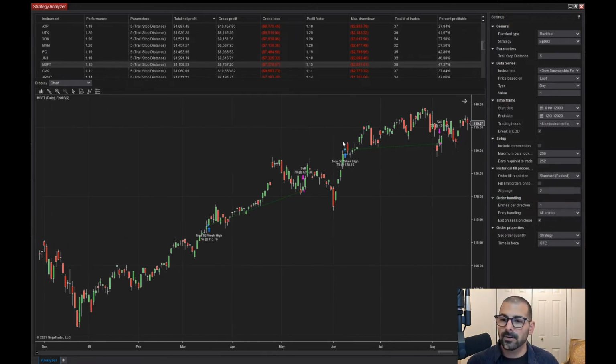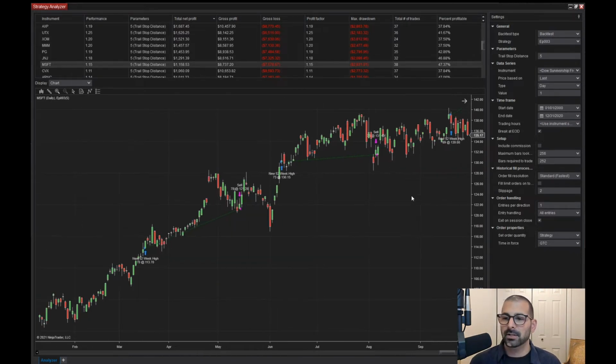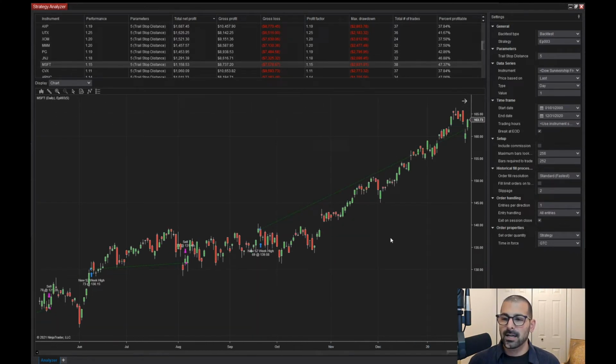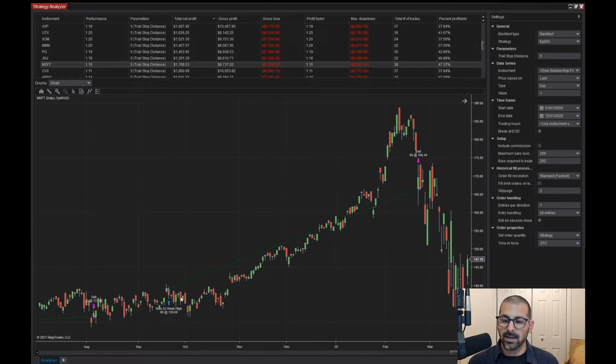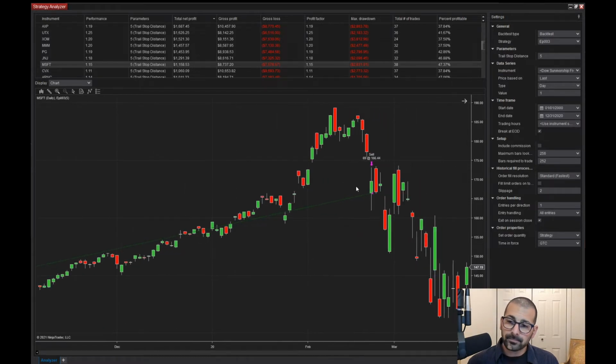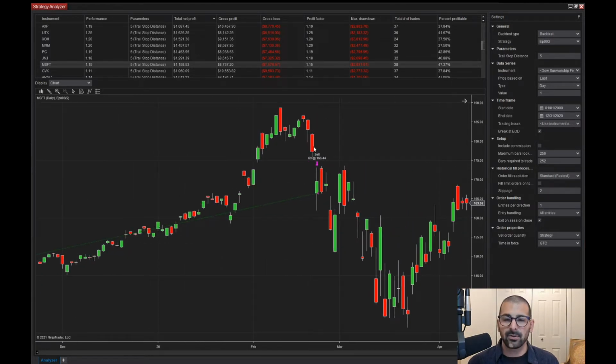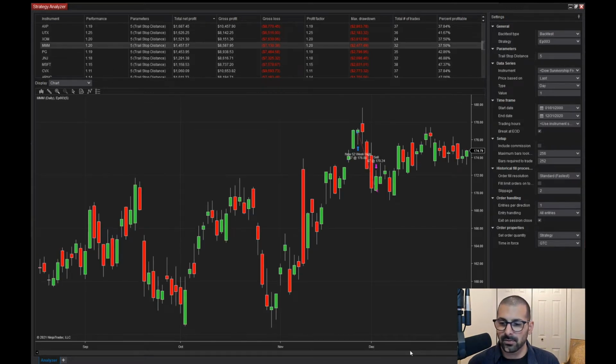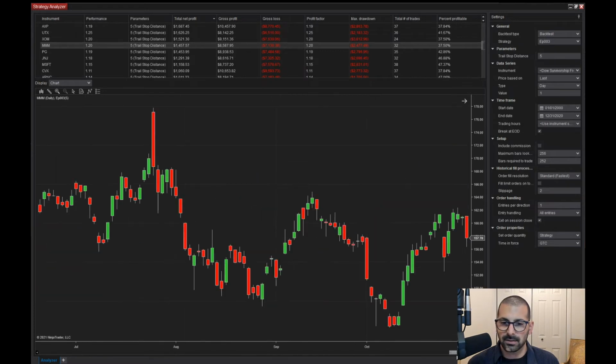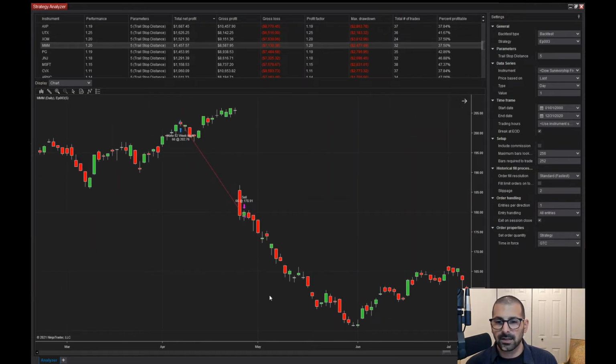Same thing here, new 52-week high, 5% trailing stop loss, 52-week high. Nice run here for Microsoft back in 2019. And then you can see it exiting over here. And you can see again, it's executing on the next bar open. In all of these examples, if we go to a few more here, let's see what we can find.